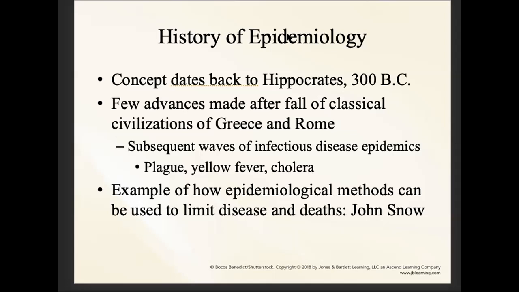He interviewed numerous victims and their families and concluded that the source of the epidemic was probably water drawn from a particular communal well located on Broad Street. Snow stopped the epidemic in 1854 when he removed the pump handle from the Broad Street pump, meaning people had to obtain their water elsewhere. This is a classic example of how epidemiological methods can be used to limit disease and death.